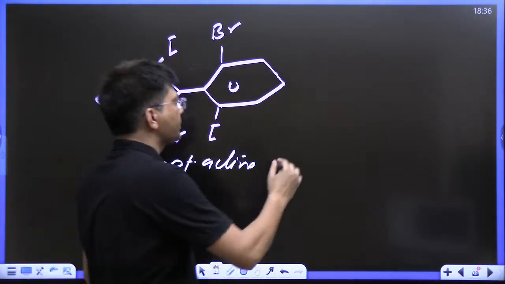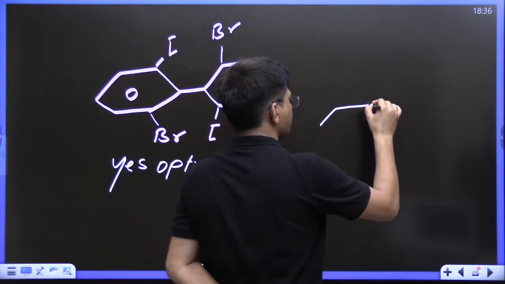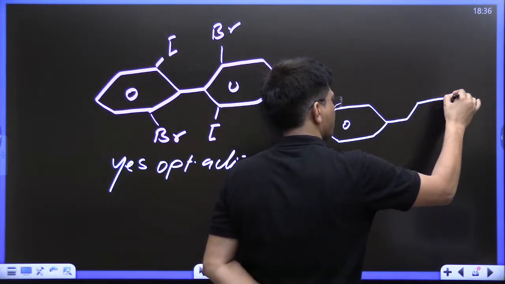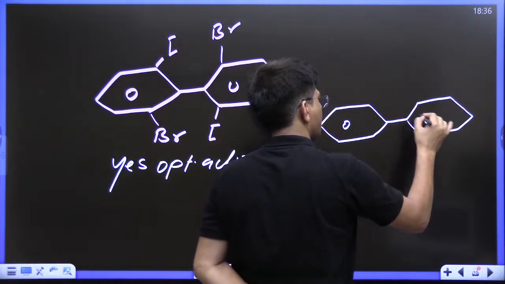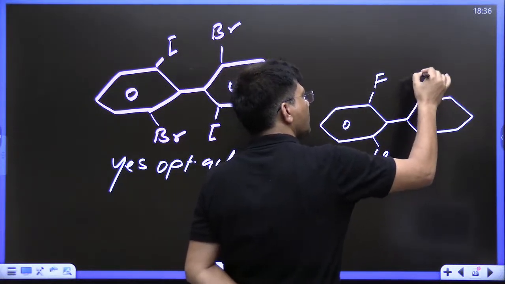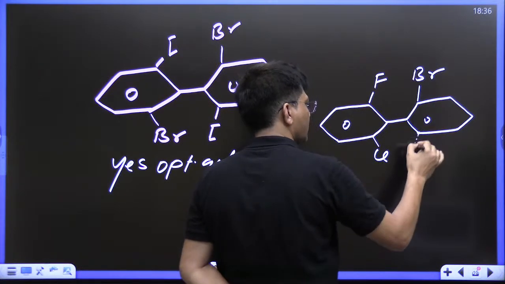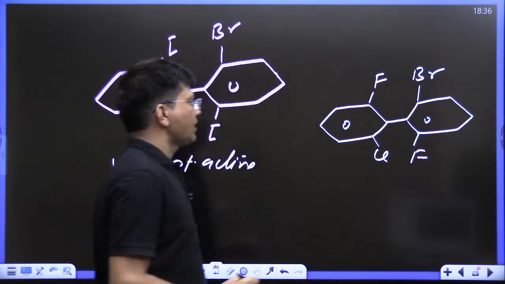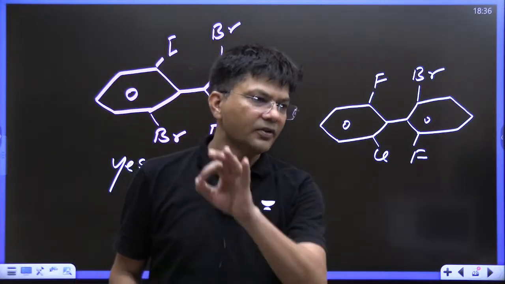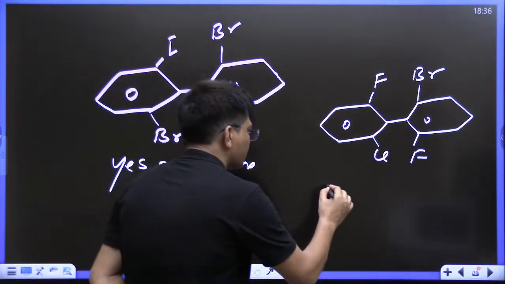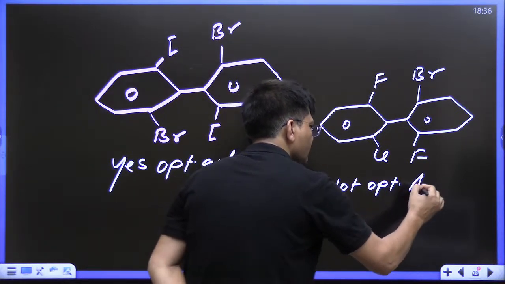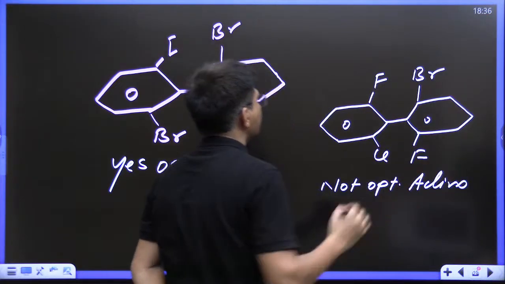Now if I draw a compound like this, if I write down here fluorine, chlorine, bromine, fluorine, what do you think? Is this compound optically active? No, this compound is not optically active.